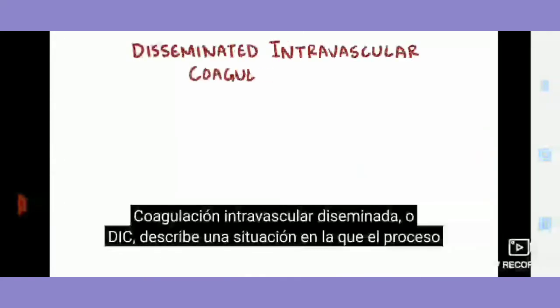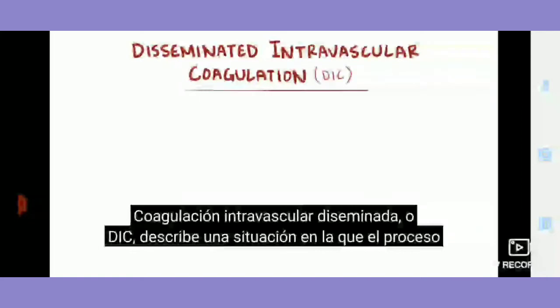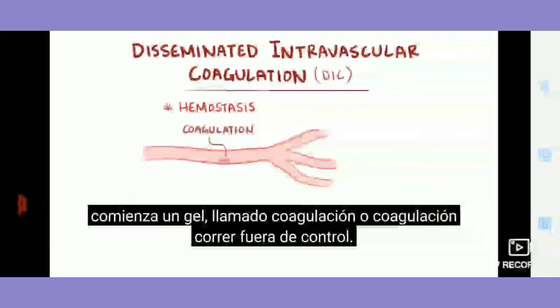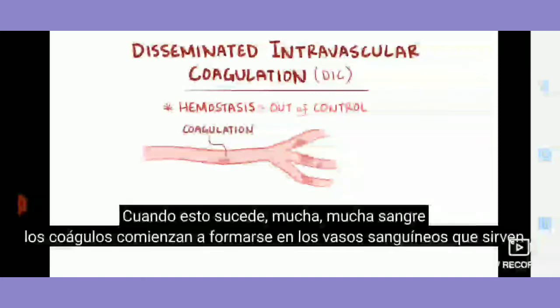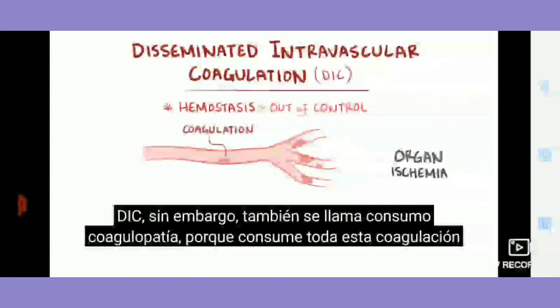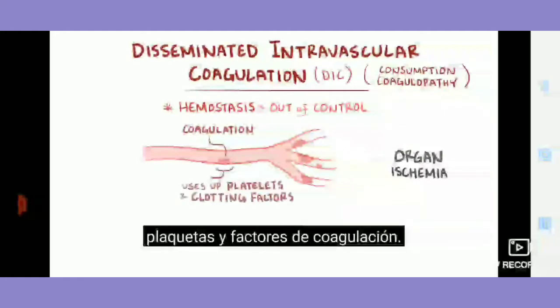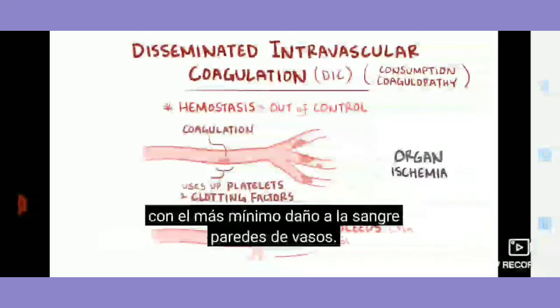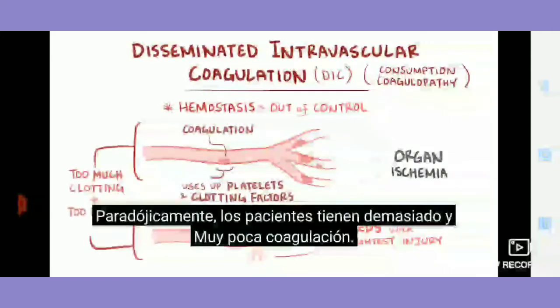Disseminated intravascular coagulation, or DIC, describes a situation in which the process of hemostasis, which is when, after blood vessel wall injury, liquid blood rapidly becomes a gel, called coagulation, or clotting, starts to run out of control. When this happens, lots and lots of blood clots start to form in blood vessels serving various organs, leading to organ ischemia. DIC, though, is also called consumption coagulopathy, because all this clotting consumes platelets and clotting factors. Without enough platelets circulating in the blood, other parts of the body start to bleed, with even the slightest damage to the blood vessel walls. So paradoxically, patients have too much and too little clotting.